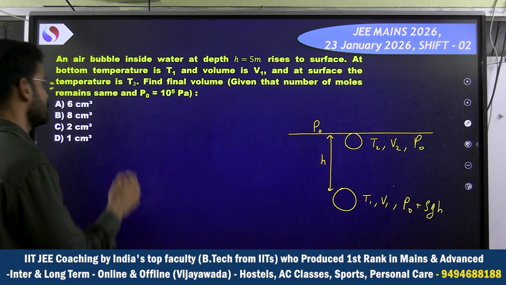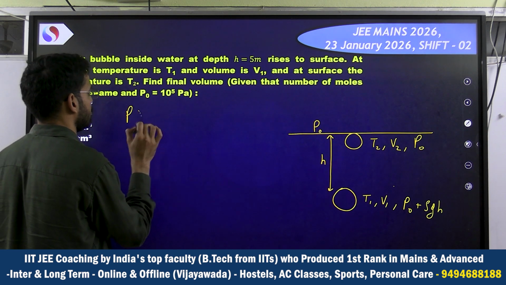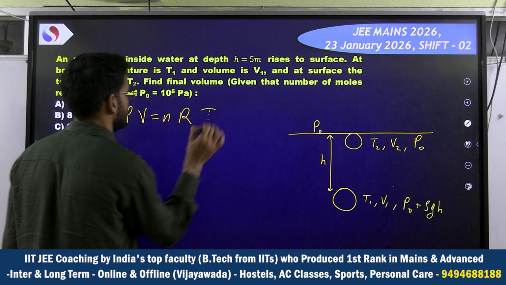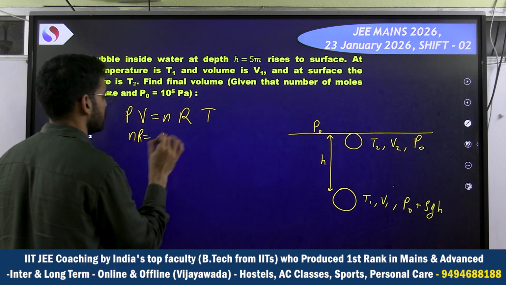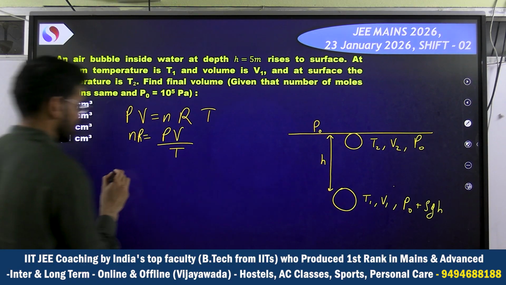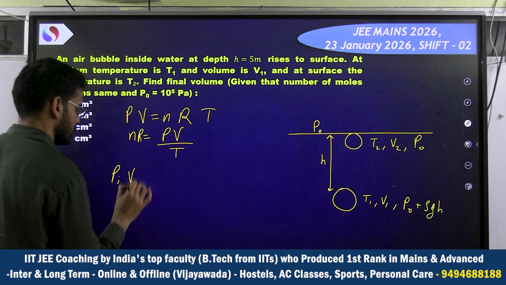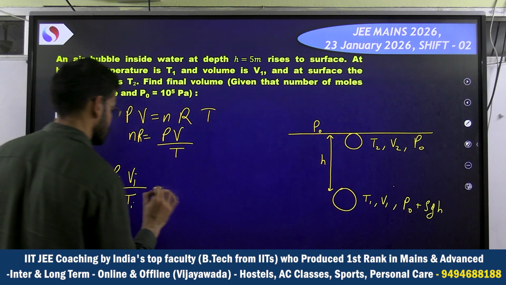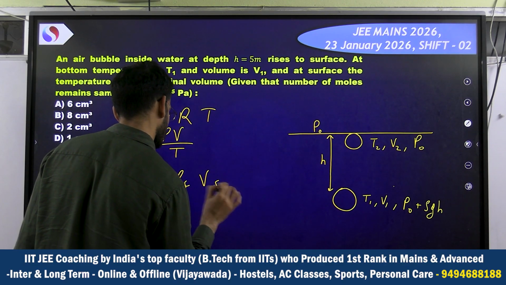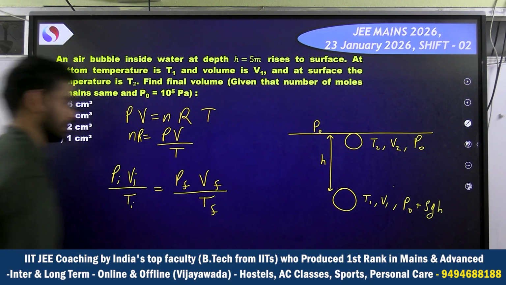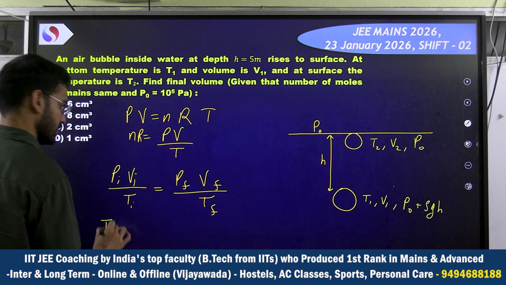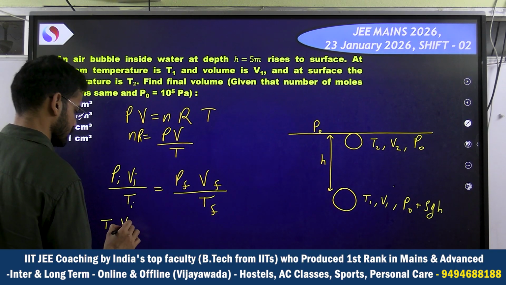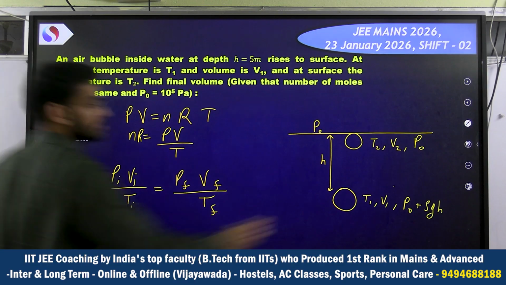Okay? So you will say number of moles is conserved, PV equals nRT. In this, nR you can say is constant only. So PV by T is constant, right? So you can say P initial, V initial by T initial is equal to P final, V final by T final. Let's say this is your initial condition: P1, V1 by T1.